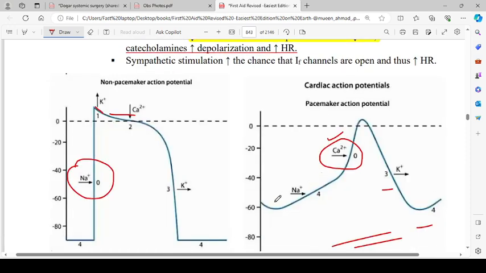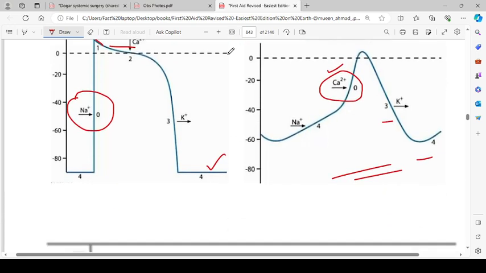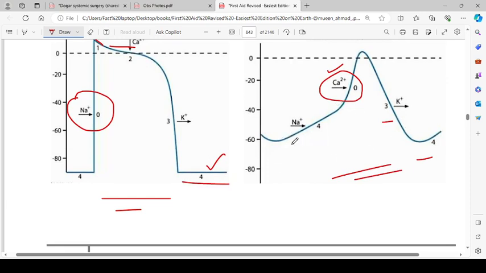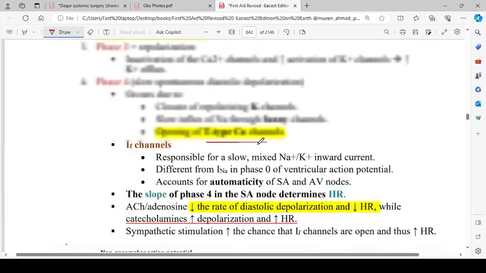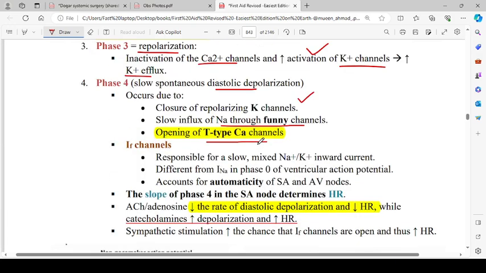As you can see, in this phase 4, in the skeletal myocytes, it is a flat line, while in this case it is an upslanting slope. This is mediated by the funny sodium channels, which open to allow the sodium currents to flow inside, and also by the closure of repolarizing potassium channels. Now the potassium is not leaving the cells and sodium is entering the cell along with the calcium, so that is what is happening right now.